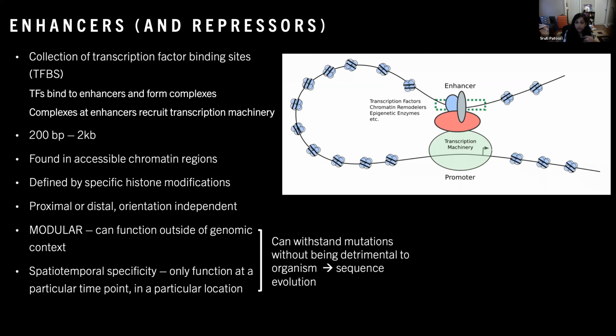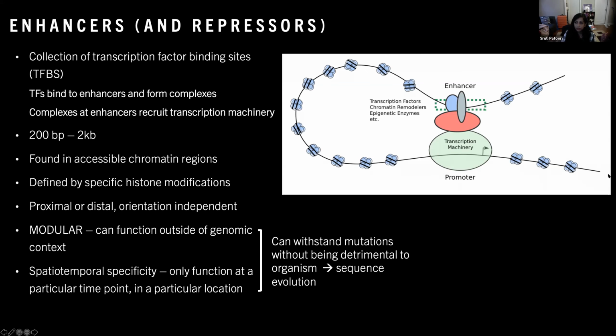And these two features together make them really able to withstand mutations without being detrimental to the organism. Because it's so specific and because it can function in and of itself without really affecting anything else, you can have a lot of regulatory mutations and that organism is still going to live. The protein coding sequence is not affected by this. That protein will still be made in all the other places it needs to be made. And that's why they are generally a hotspot for regulatory evolution, for sequence evolution.